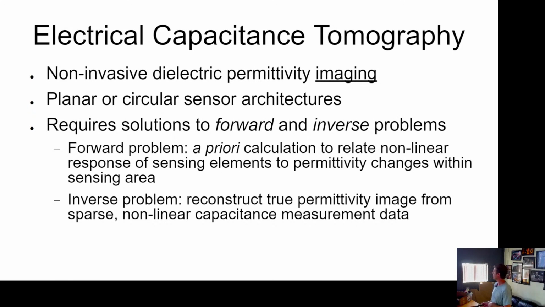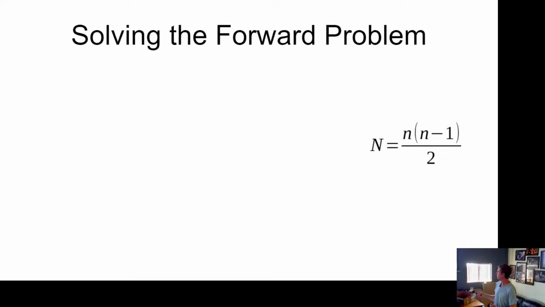And then the inverse problem is trying to reconstruct that true permittivity sensing area image from a very sparse nonlinear capacitance measurement data set. So on the one hand, you have to try to model your whole system and calculate, okay, what's the actual response that you would see given this amount of dielectric material and this area of the sensor, and then using that calculation, try to reverse the process, measure things, and reconstruct the image. So the first part is solving the forward problem.